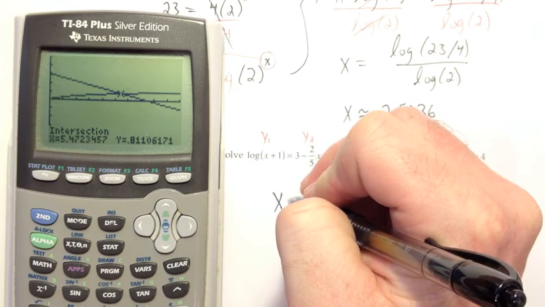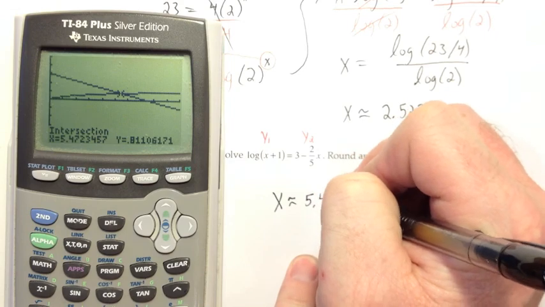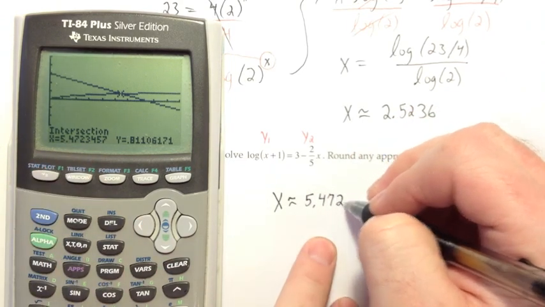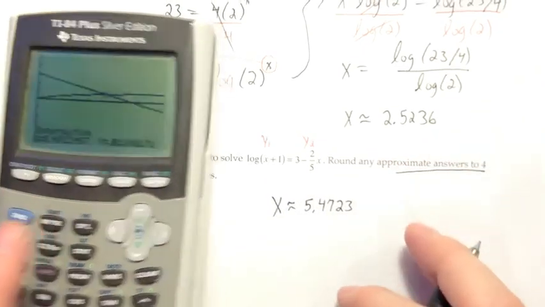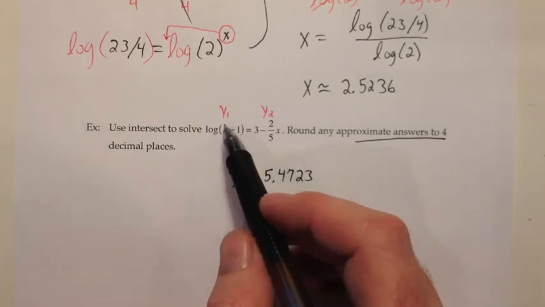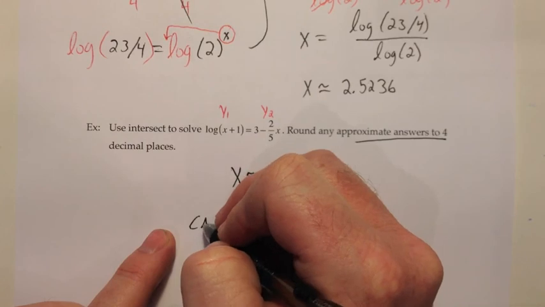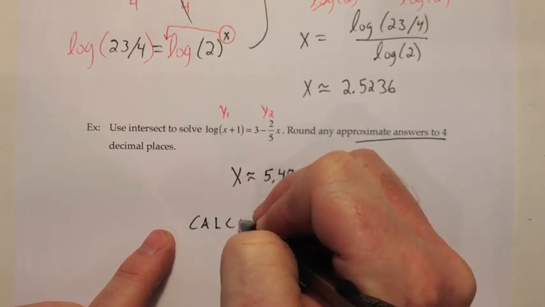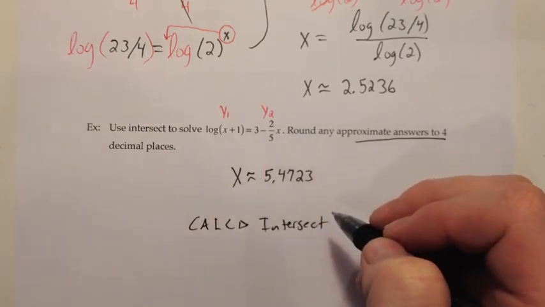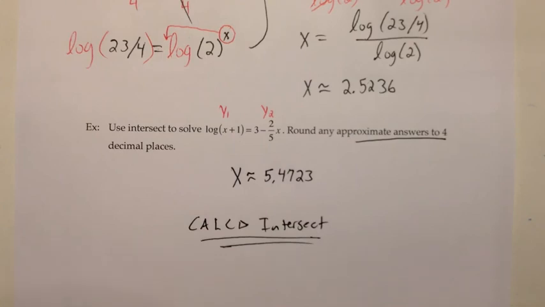We were asked to approximate it to 4 decimal places. So I can say that x is approximately 5.47, and then we have a 2, 3, and it's followed by a 4, so we would round down and that would stay at 2, 3. So here's one we don't know how to solve with algebra, but if we enter y1 for the left side and y2 for the right side, then we can choose calc and intersect, and that helps us find the solution. Alright, that wraps up section 11.3.